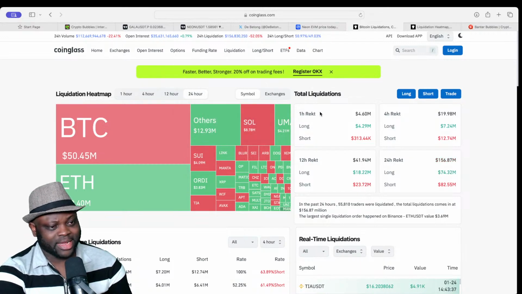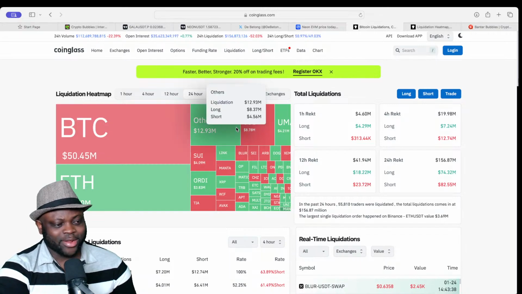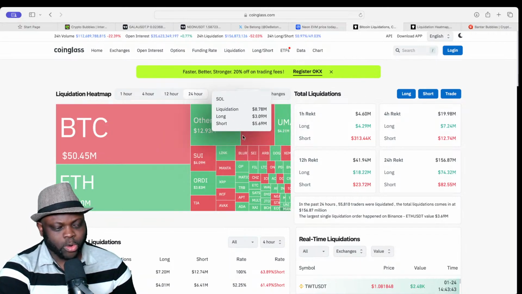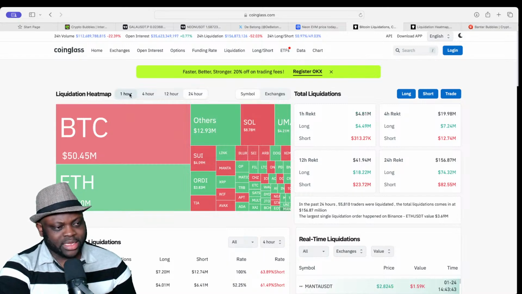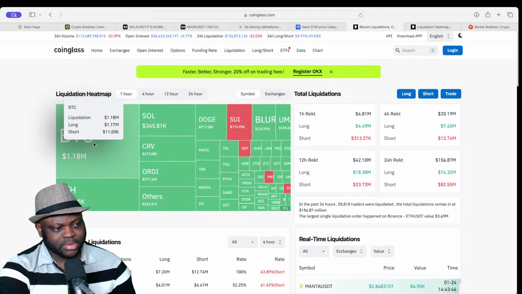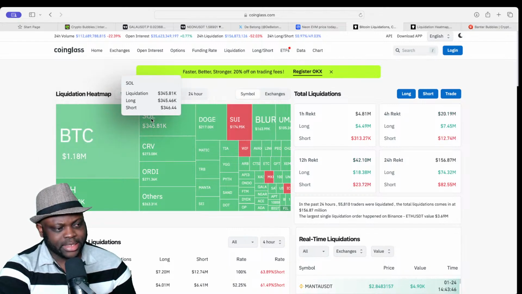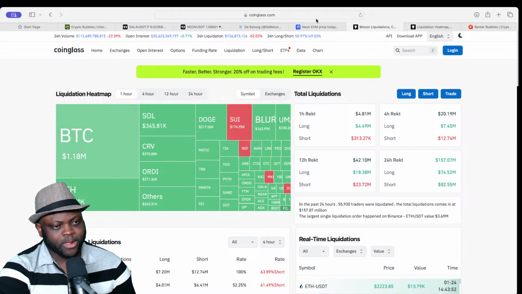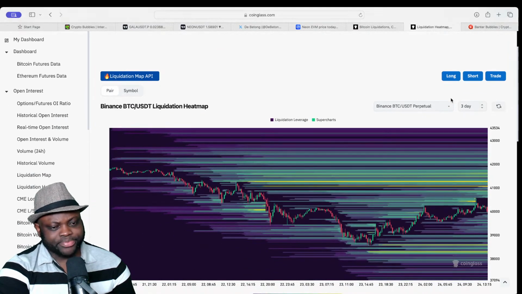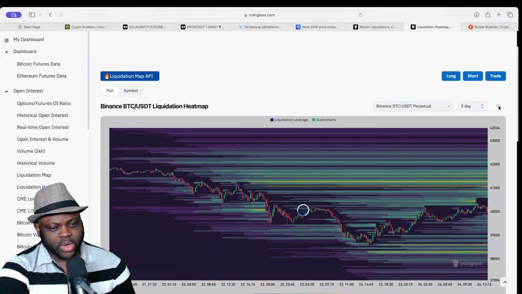Wow, guys, that's why I don't like to play with leverage when it comes to these altcoins. Of course, let's look at the past hour. Bitcoin, you have seen 1.8 million liquidation. And if we go to the heat map, let's look at areas where there's liquidity in the market to see where Bitcoin can go and grab most of this liquidity.